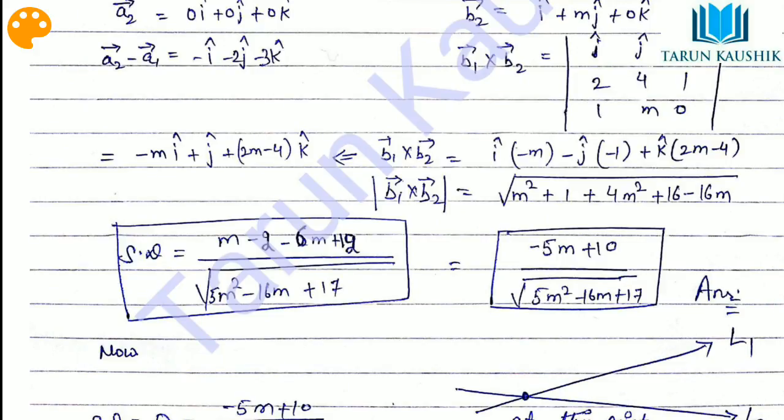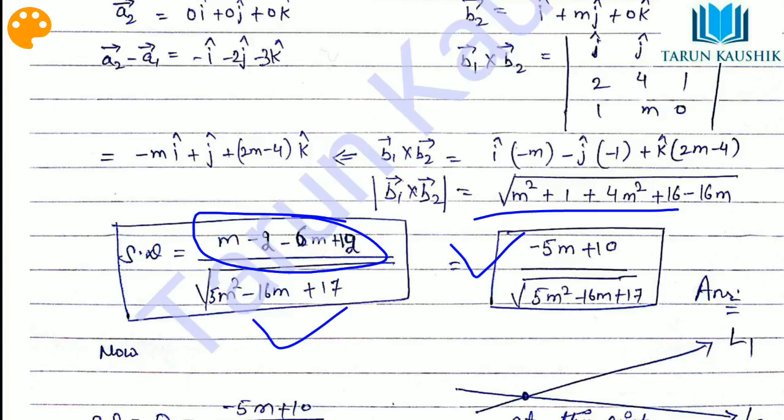Just do the cross product, then you get this portion, and the magnitude comes out to be this. So this is 0. When you solve it, it becomes minus 5m plus 10 divided by the square root of 5m square minus 16m plus 16, and this is our shortest distance.